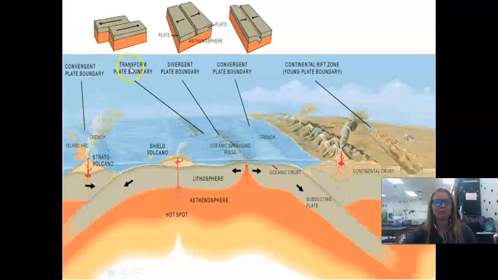As you can see, they have them up there. This is an example of our transform boundary, where the plates slide past each other. Then we have our divergent boundary, and as you can see, those arrows are pulling apart. Forces are causing those plates to pull apart. And then our convergent boundary is when they're coming together. They're being forced together to do something.